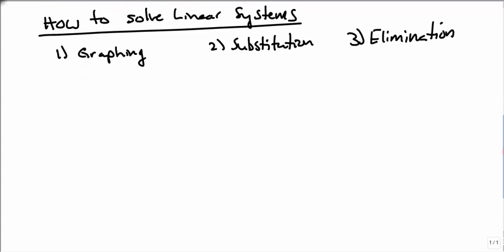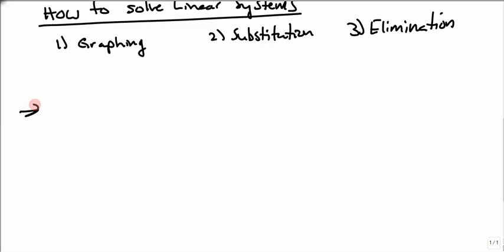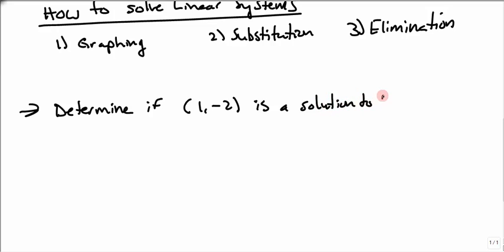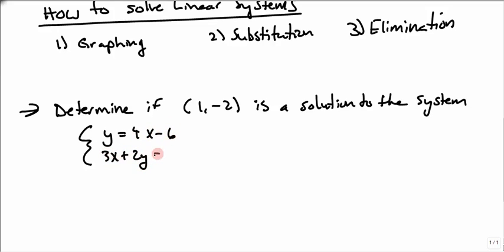So let's go ahead and start this by working lots of problems. For this one, let's not start with solving quite yet. Let's check to see if we have some solutions to some systems first. So let's determine if the ordered pair 1, negative 2 is a solution to the system. And the system will be y equals 4x minus 6 and 3x plus 2y equals negative 1.